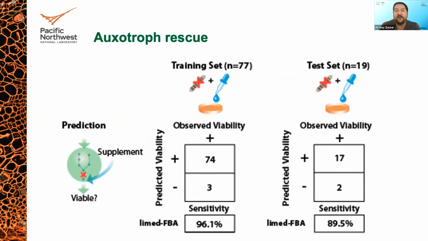To predict rescue phenotypes, we first curated a collection of 96 nutrient conditions in which an auxotroph was rescued when minimal media was supplemented with a nutrient. We then separated the collection into a training set where knowledge of the rescue phenotype was used to improve the model, and a test set where the rescue phenotype was hidden from the model. But because we only collected data on which nutrients rescued the auxotrophs, we could only measure sensitivity, but not specificity. On the training set, we correctly predicted 74 out of 77 rescue phenotypes, and on the test set, we correctly predicted 17 out of 19 rescue phenotypes.